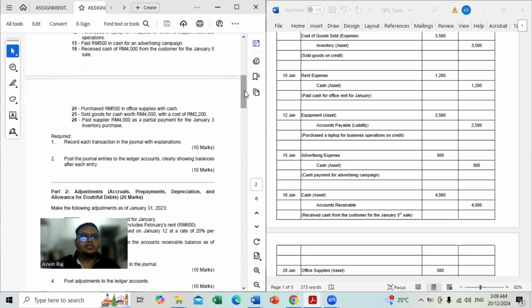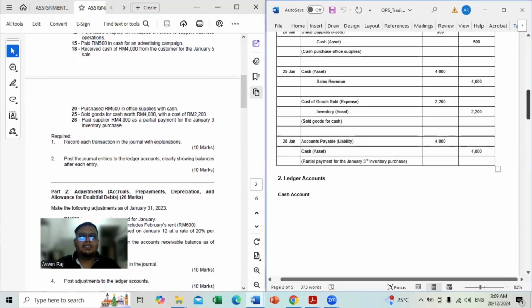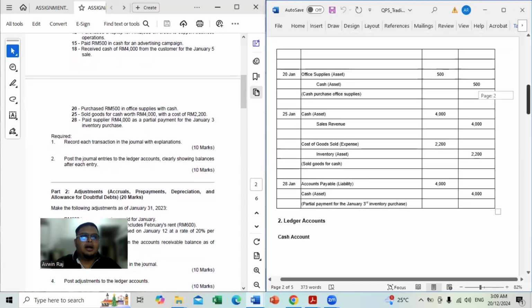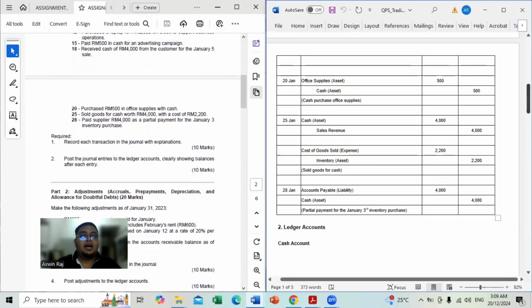For January 20, I purchased around 500 in office supplies with cash. I debited 500 for the office supplies account and I credited 500 for the cash account.